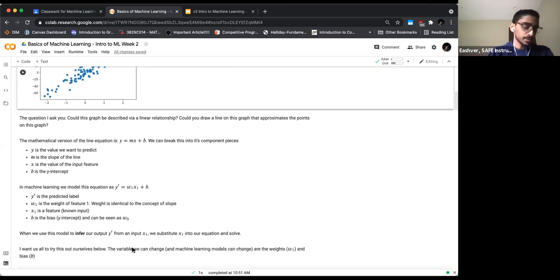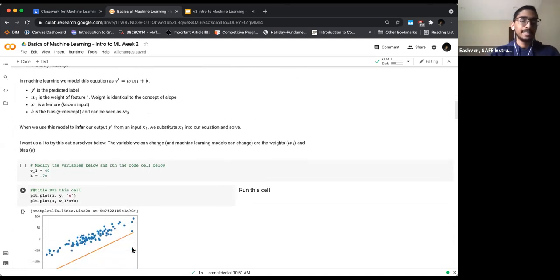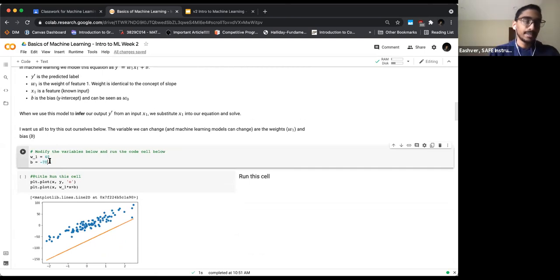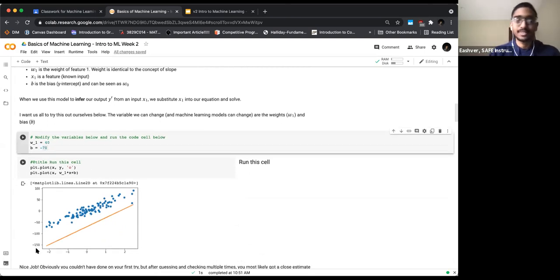So I want everyone to try this out. We have a value right here for w1 and b. I already kind of helped you make a line, but maybe you could do better. I want you to spend 10, 15 minutes on this, and I want to see who can make the closest, best fitting line. Does everyone understand that? I'll type it in the chat.